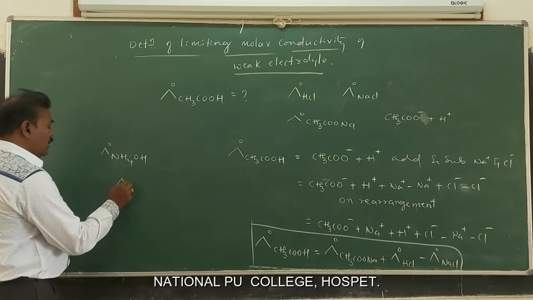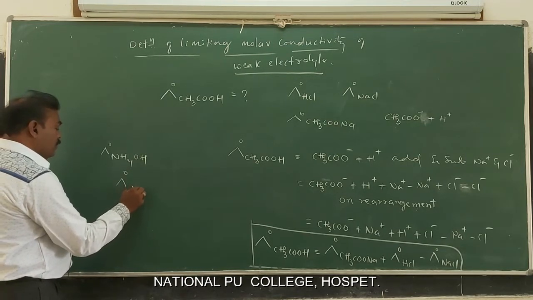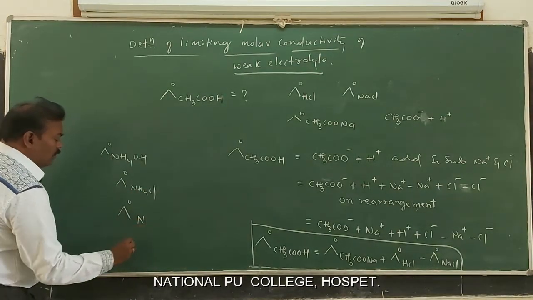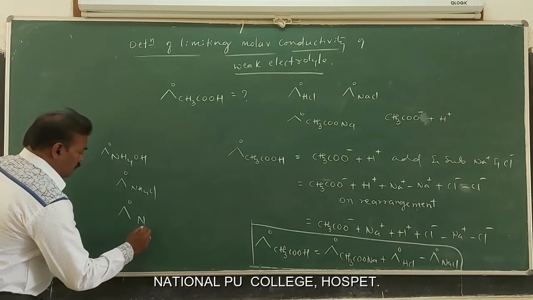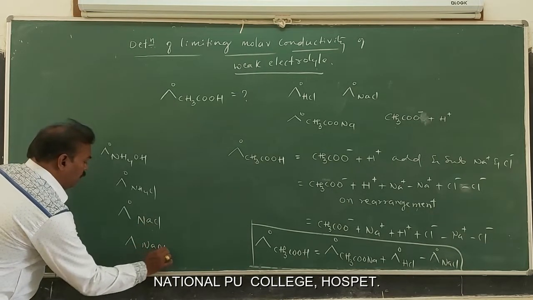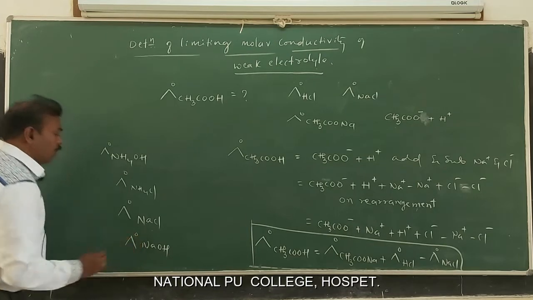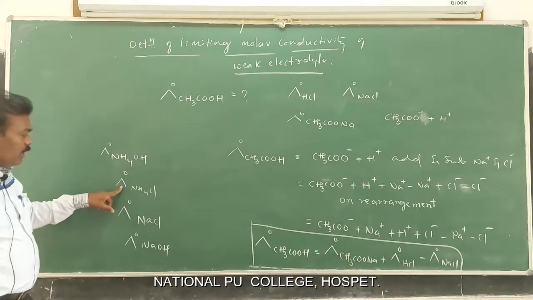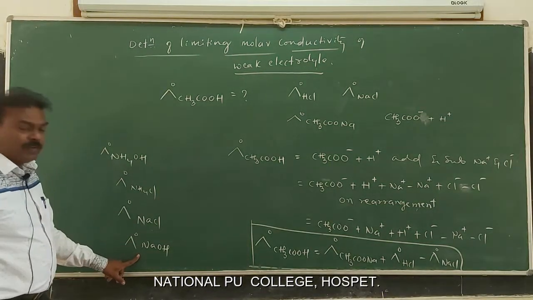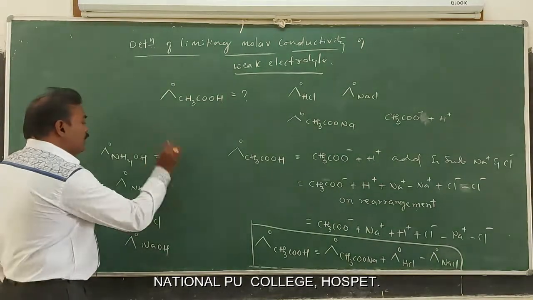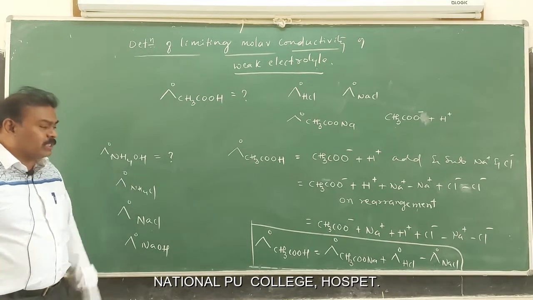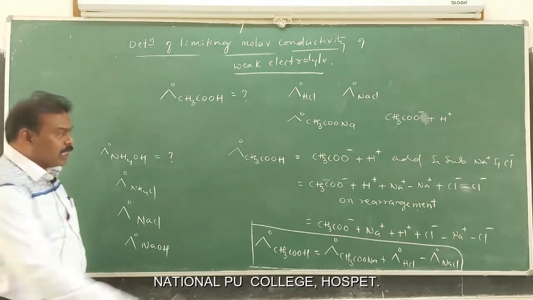By using the limiting molar conductivity of NH4Cl, NaCl, and NaOH. By knowing the values of the limiting molar conductivity of ammonium chloride, NaCl, and NaOH, now we have to find the limiting molar conductivity of ammonium hydroxide. How to represent this according to the Kohlrausch law?